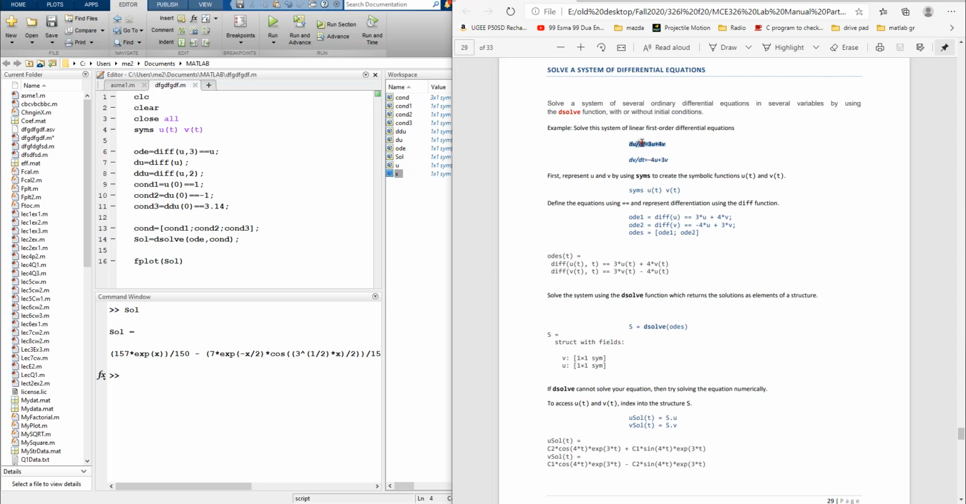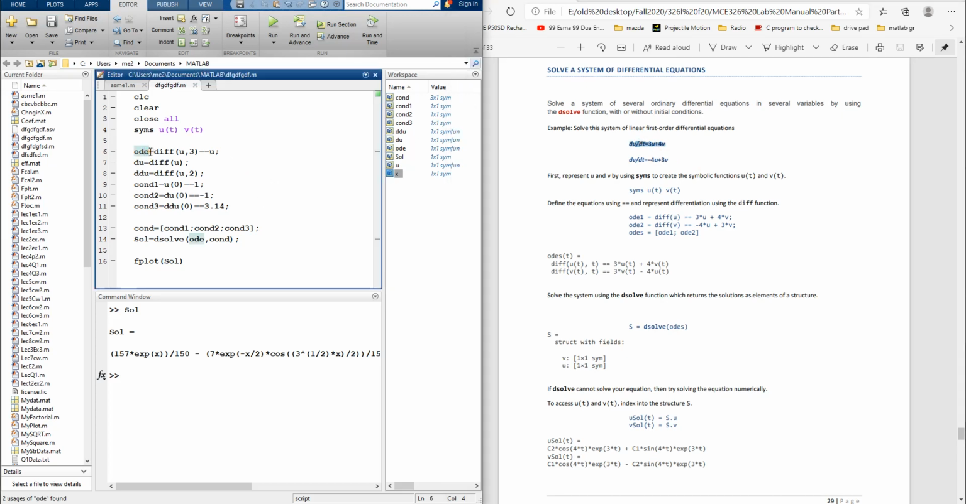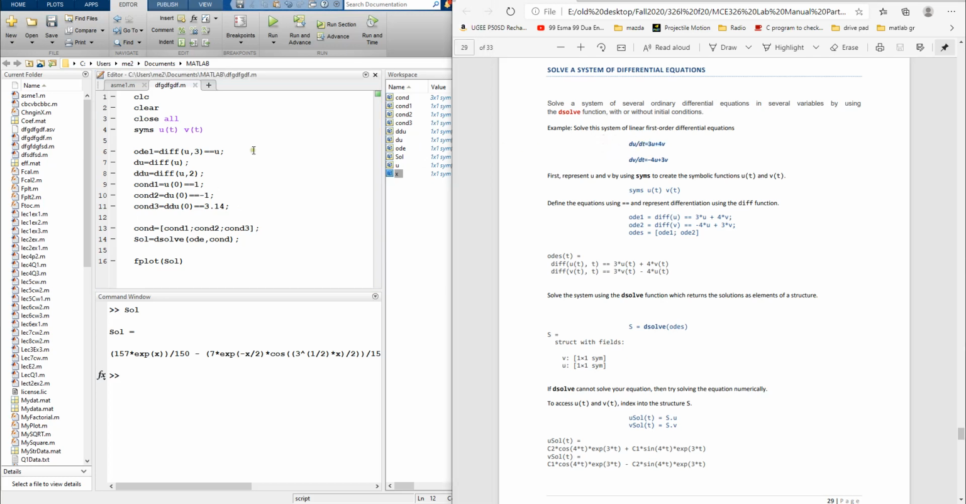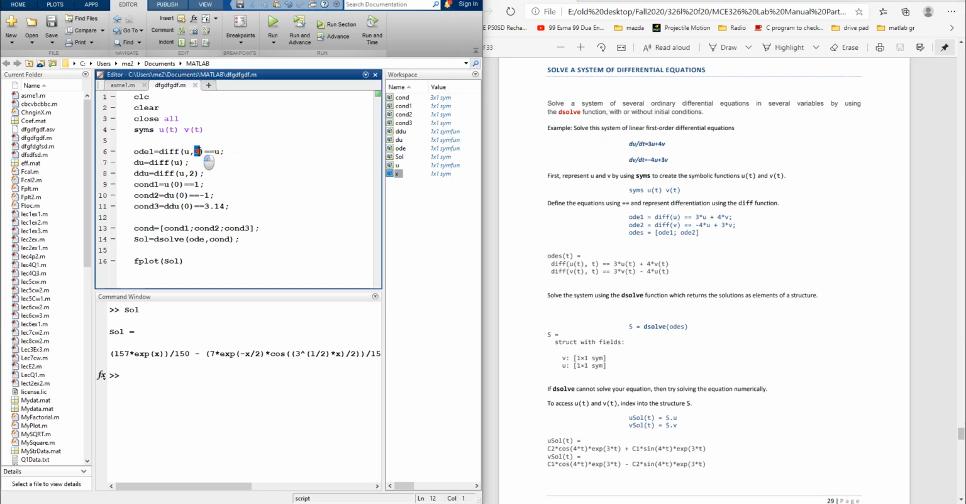Now let us write the first ODE. We can write ODE1. Again, ODE1 is not a keyword, it is just a variable name. You could name it UOD, for example, anything. I will write it ODE1, that's it. Equal to du over dt, the first derivative of u. You can write 1 here or remove it, it's up to you. And it is equal to 3 times u plus 4 times v.